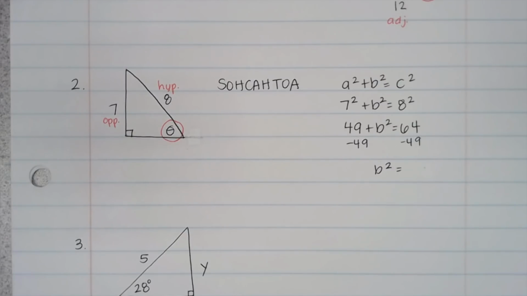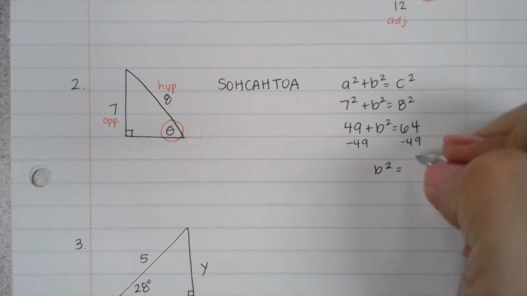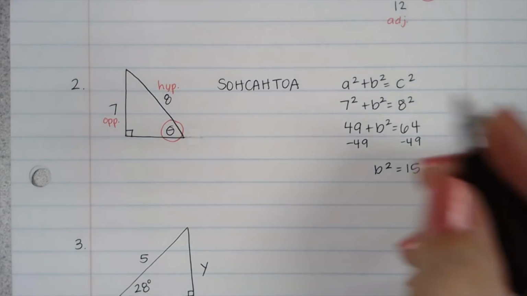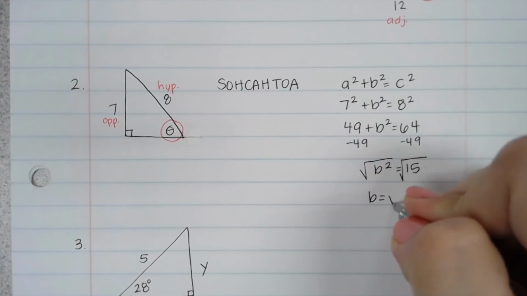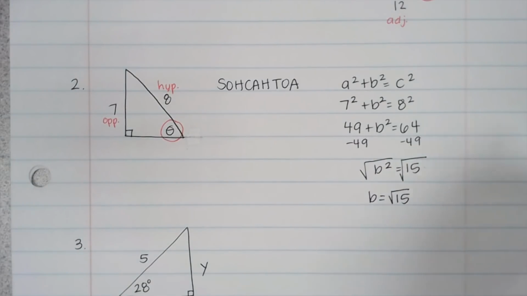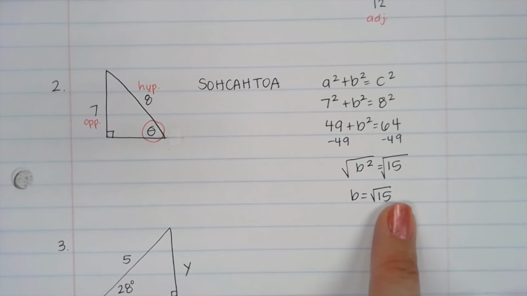When I take 64, take away 49 gives me 15. And then to solve for that missing side of the triangle, I'll take the square root of both sides. So I'll get that the missing side of the triangle is the square root of 15. And you do want to leave it in its square root. You're not going to take it out from under its square root.